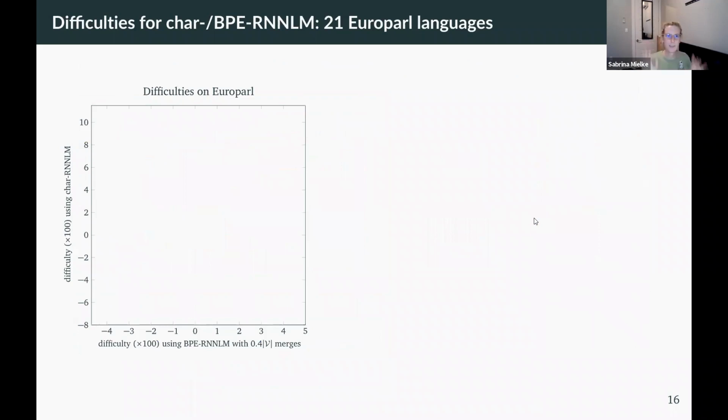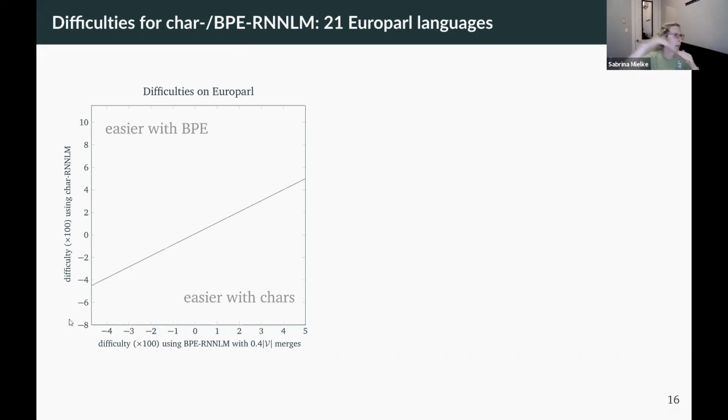Okay, so let's see, what are the results? This is going to be the big slide with lots of things going on. The plot that we want to look at first is the one for the Europarl data. So this is only going to be 21 languages. This is going to be very, very easy to see, hopefully. The x-axis is going to show the difficulty with the BPE level model, and the y-axis is going to show the difficulty with the character level model. So this kind of cuts the space of languages into two subspaces, one with languages that are easier to do with characters, and one with languages that are easier to do with this kind of BPE.